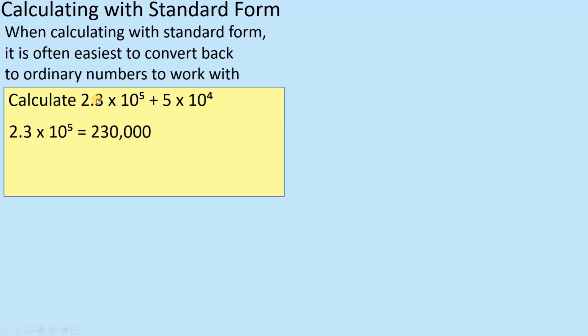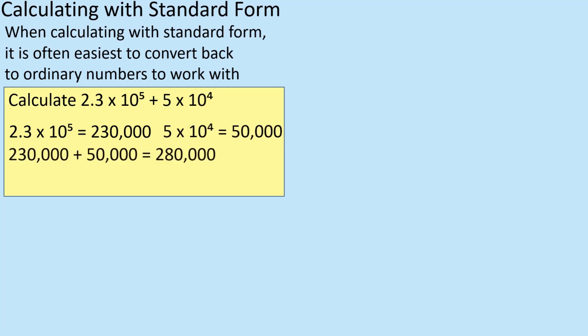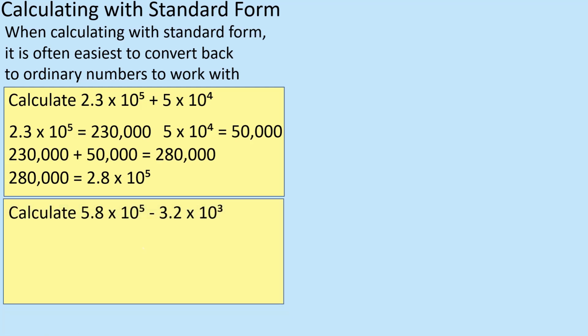So times that by, obviously, 10 five times. It gives you 230,000. Times 5 by 10 four times, which gives you 50,000. If I'm going to add those two, that's quite easy. It's going to be 280,000. If you then have to leave it in standard form, I can literally think back: 1, 2, 3, 4, 5. So it'd be 2.8 times 10 to the 5. All right, so that's one way of doing it.